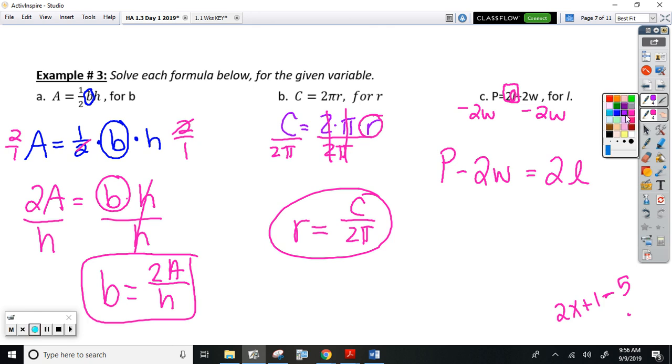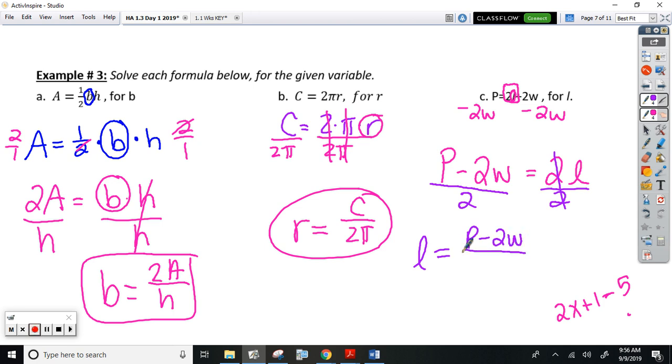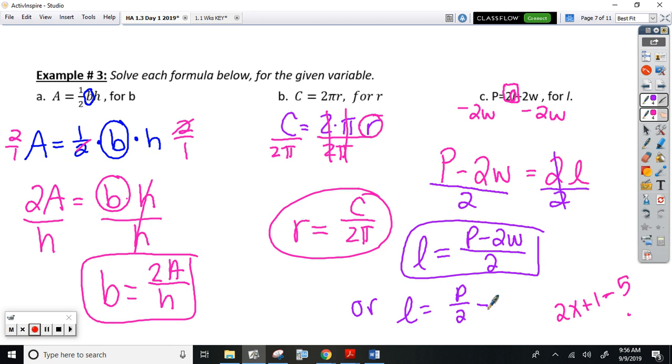And then the last thing would be to divide by 2. Now be careful. This whole thing needs to be divided by 2. Some students will just cross these off, but technically P has to be divided by 2 and 2W has to be divided by 2. So you can either leave it the way it is, or if you want, you can split it up to make it P over 2 minus, then the 2's would cancel to be W. One or the other, I don't care which one, just make sure you don't cross those out and make it P minus W, because that would be incorrect, since both things are being divided by 2.